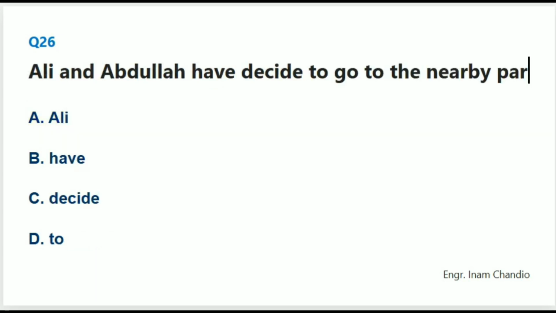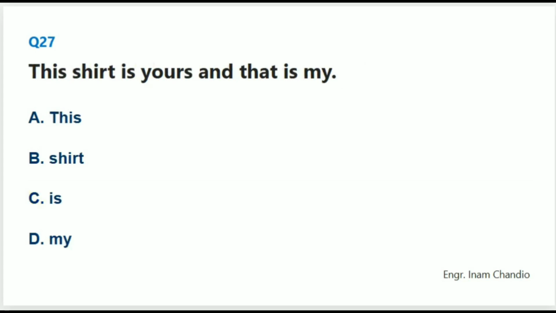Ali and Abdullah have decided to go to the nearby park. The correct answer is C. Decide. This shirt is yours and that is my. The correct answer is D. My.